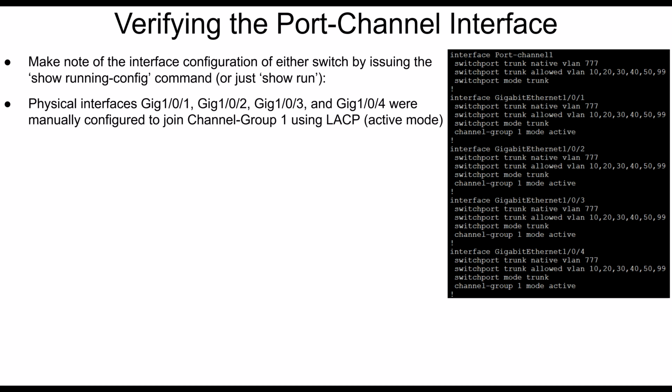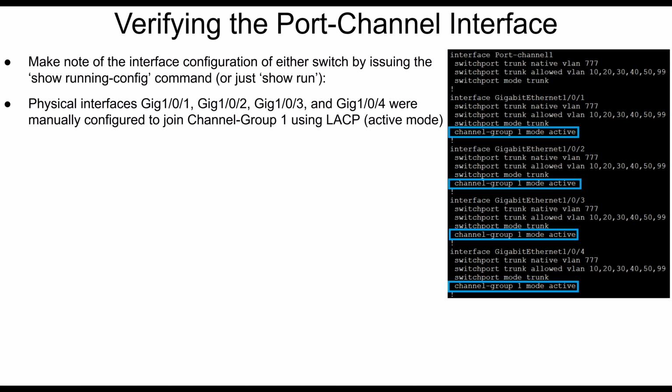So physical interfaces G0/1, G0/2, 3, 4, were manually configured to join channel group 1 using LACP. And we see that with the commands that are highlighted in blue. Each one of those interfaces belongs to channel group 1, and its mode is active. And just by looking over here, without me telling you, you can tell me that these are bundled for LACP because of this active mode. If that said desirable, you know it's what? PAgP. If it said on, you know that's static EtherChannel. However, it says active, so you know we're using LACP.